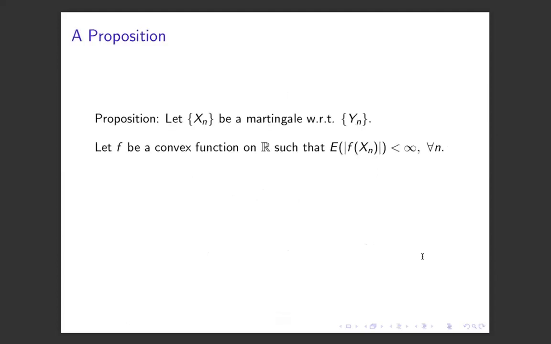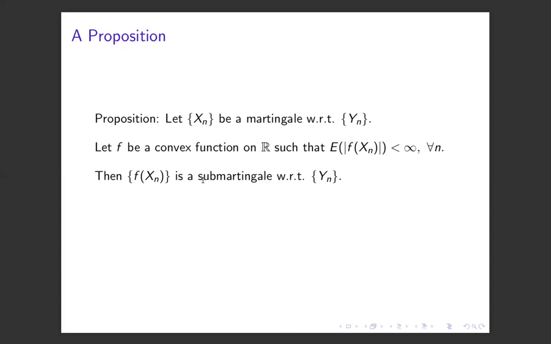Okay, one result. Let Xn be a martingale with respect to Yn. Let f be a convex function on R such that the expectation of mod f of Xn exists. Of course, we are assuming Xn is a martingale, and in the definition of martingale it is inherent that expectation of Xn exists, which means expectation of mod Xn is finite. And f is given to be convex, so Jensen's inequality can be applied.